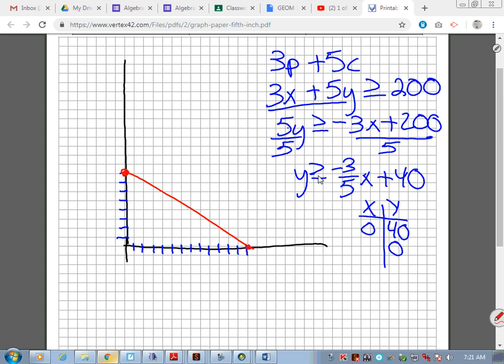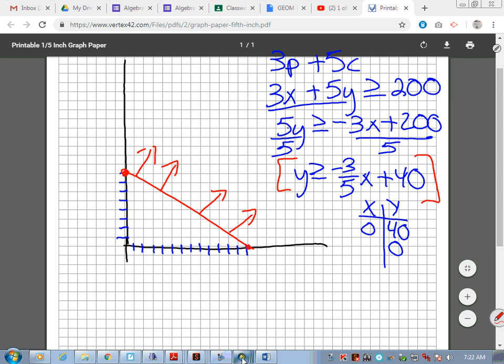And the next thing that we want to know is what side we're going to shade on. Do we want to include the 0, 0 or not? So let's see if 0 actually works. That would mean that 0 is greater than or equal to 40. And because it's not, and I'm using this formula right here, if I plug in 0 for y and 0 for x, is 0 greater than or equal to 40? It's not, so I'm going to end up shading this side of that line. So that would be the correct graph.